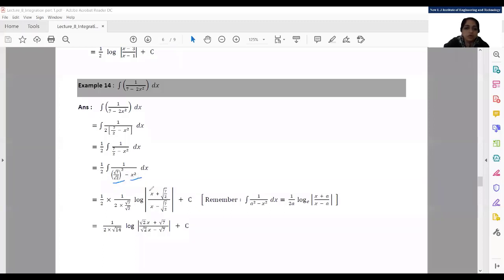Okay. So if I compare with this formula, integration of 1 upon a square minus x square, that is 1 upon 2a log a plus x upon a minus x. In this case, my a is square root of 7 by 2. Here, root 2 into root 2. So, 2 root 2 into root 7 is root 14. So, 1 upon 2 root 14. And by taking LCM, my answer is log root 2x plus root 7 upon root 2x minus root 7.